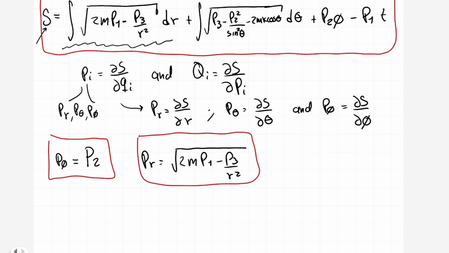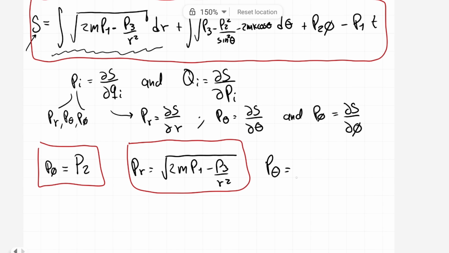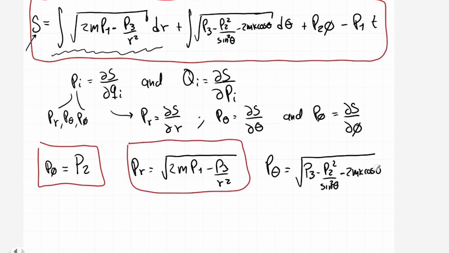And something similar is going to happen with the theta variable. So with the same reason, this is going to be the square root of p3 minus p2 squared divided by sine squared theta minus 2mk cosine theta. Okay? Perfect.